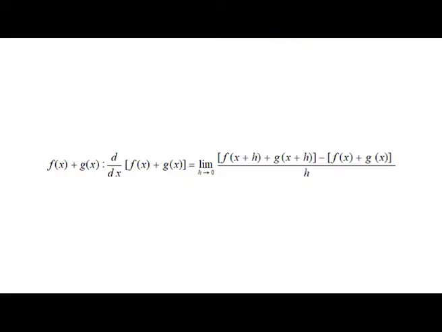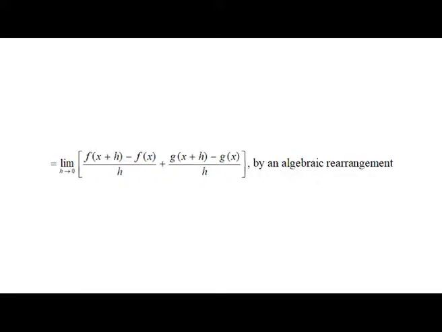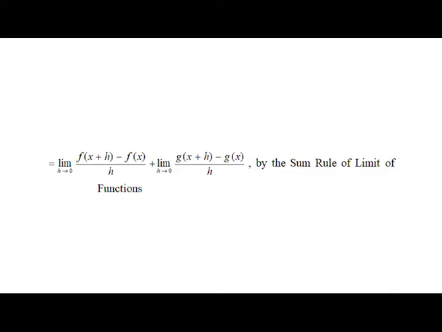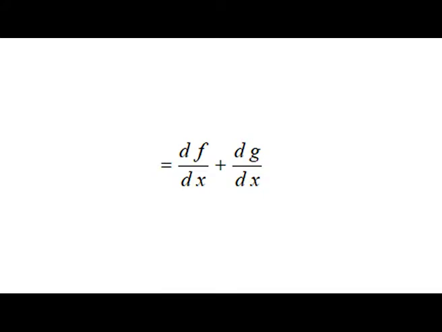We apply the definition of derivative to the function f(x) + g(x). d/dx of f(x) + g(x) equals the limit of [f(x+h) + g(x+h) - f(x) - g(x)]/h as h approaches 0, which is equal to the limit of [f(x+h) - f(x)]/h + [g(x+h) - g(x)]/h as h approaches 0 by an algebraic rearrangement, which is equal to the limit of [f(x+h) - f(x)]/h as h approaches 0 plus the limit of [g(x+h) - g(x)]/h as h approaches 0 by the sum rule of limits, which is equal to df/dx + dg/dx.